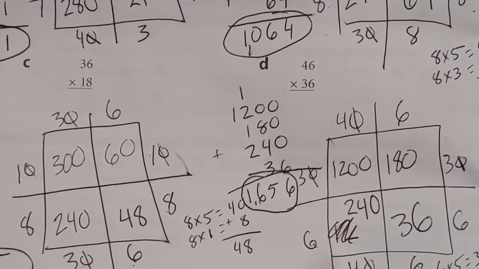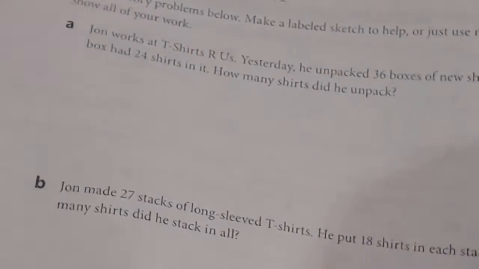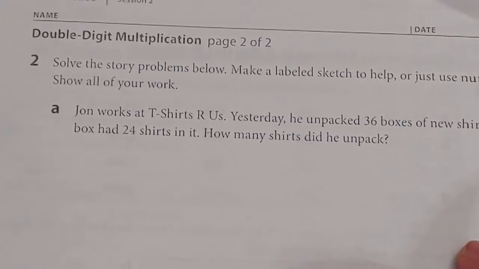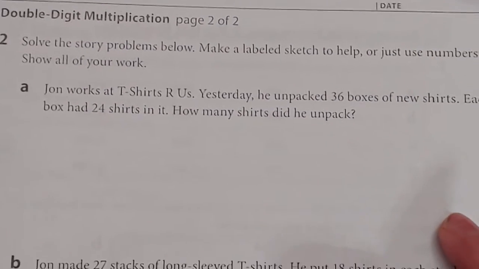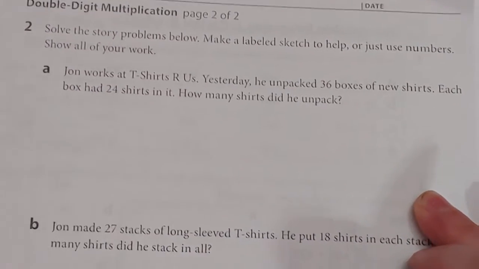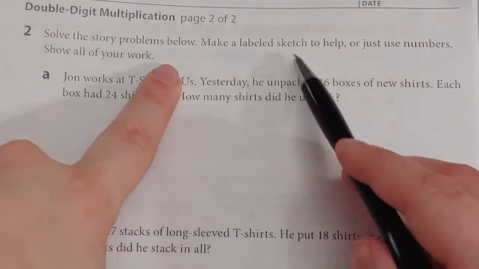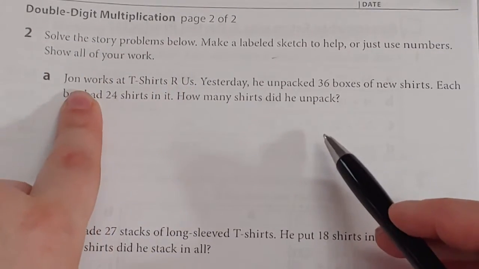1,656. Alright, let's turn the page over and keep going. Well, I guess not turn the page over, turn the book over. Because here is where we're at. So, now we have some story problems. We gotta figure out the problem that it's giving us. It's not just gonna give us the easy way out. So, solve the story problems, make your sketch, show your work.